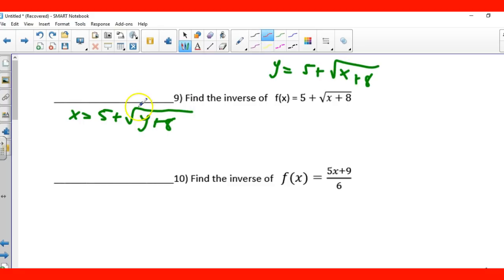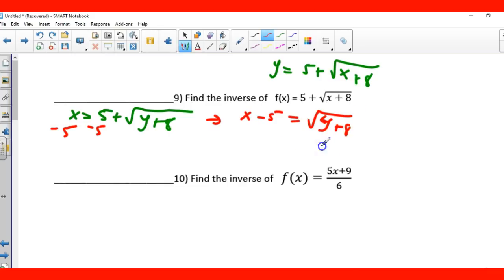So if you look, guys, I can't take the radical right now. I can't take the square, because that's this thing right here. I can't just subtract 8. So what I'm going to do is first move this 5. So I subtract 5 on both sides. So I have x minus 5 equals the square root of y plus 8.